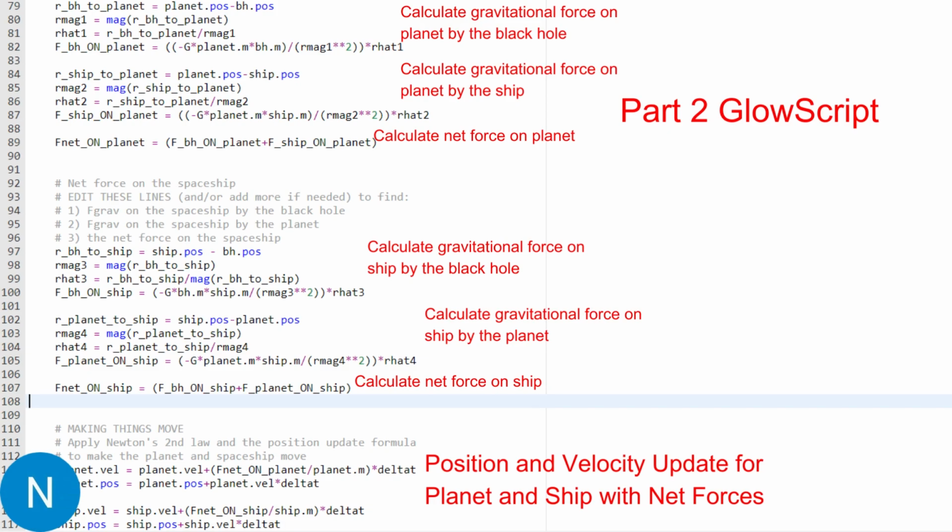So at the top, we calculate the gravitational force on the planet by the black hole and then the gravitational force on the planet by the ship. We use both of those to calculate the net force on the planet. And then we calculate the gravitational force on the ship by the black hole and then the force on the ship by the planet. And then summing them, we get the net force on the ship. And then the position and velocity updates below for the planet and the ship with net forces, using the position and velocity update formulas.